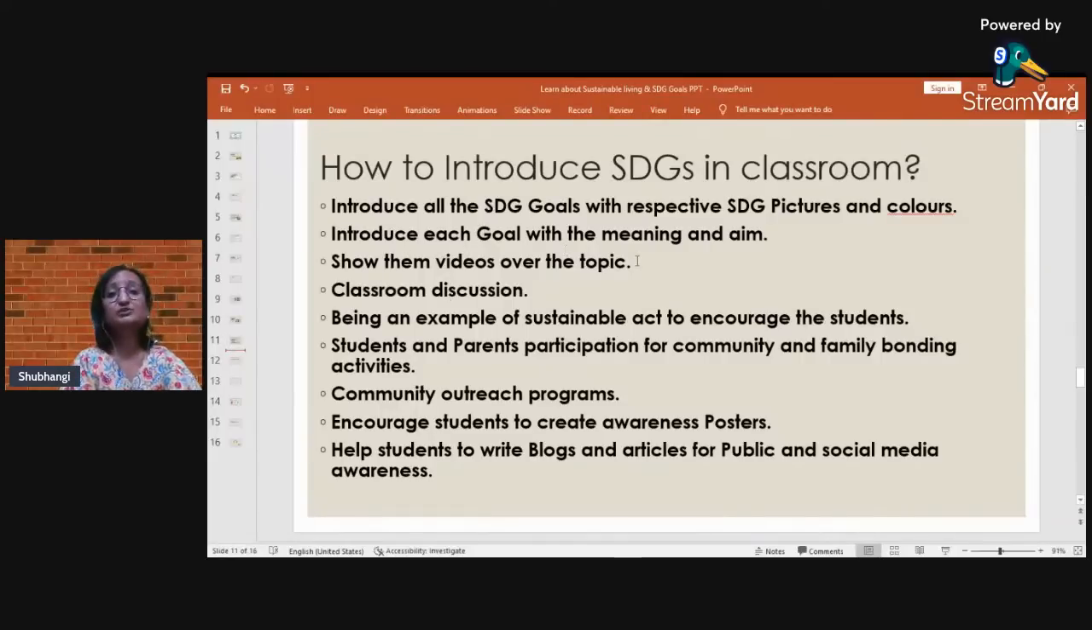Introduce each goal with the meaning and aim. Again, I said, meaning and aim. If it is SDG 4, quality education, what is the purpose? Why quality education? Why is it important? And if it is clean water and sanitation, or SDG 13, climate action, why? Why climate action? Why should we do it? You should start discussing with the students.